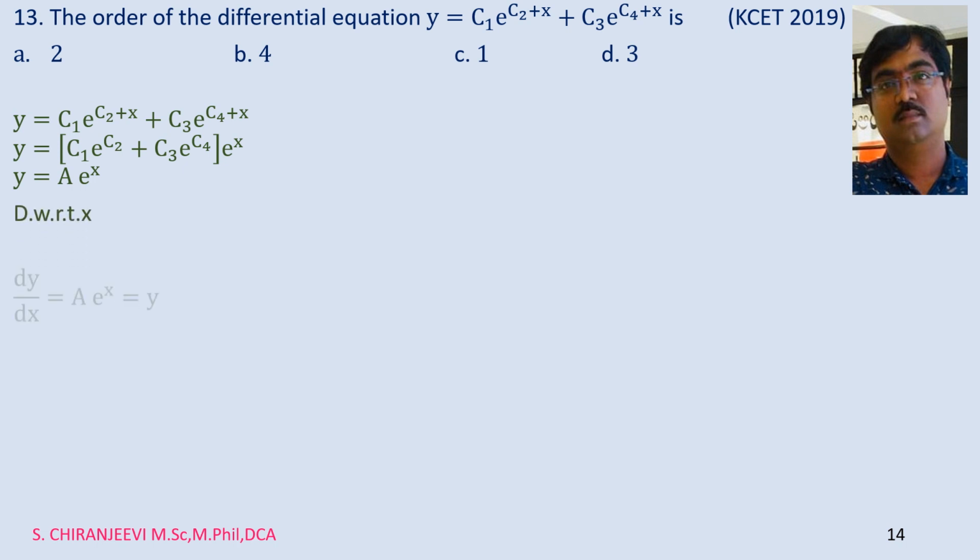Differentiating with respect to x, dy by dx equal to A into e power x, which is nothing but y. So dy by dx equal to y. So the order is 1.